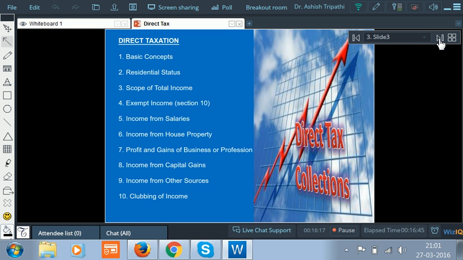Next chapter is clubbing of income. Now what is clubbing of income? Somebody else's income will be clubbed into your income and you will have to pay tax on your income as well as his income. This is actually speaking injustice. Why pay tax on others' income? I am ready to pay tax on my income. Why pay tax on others' income?